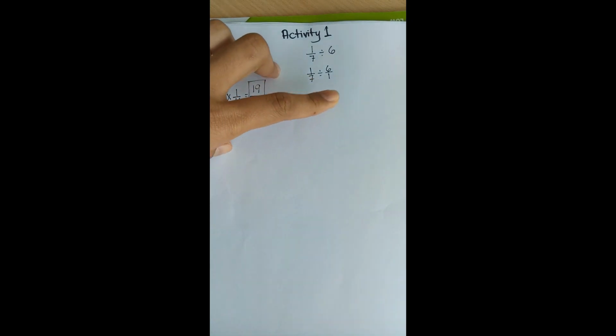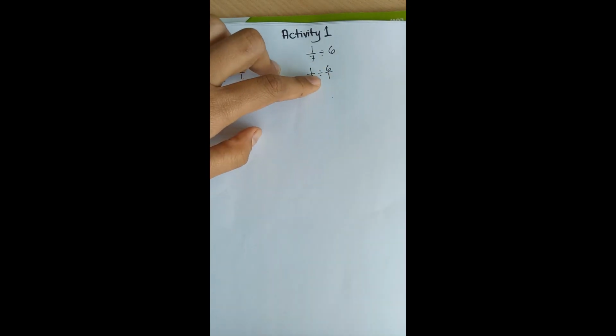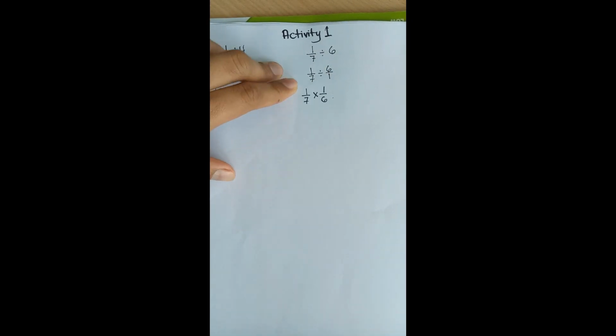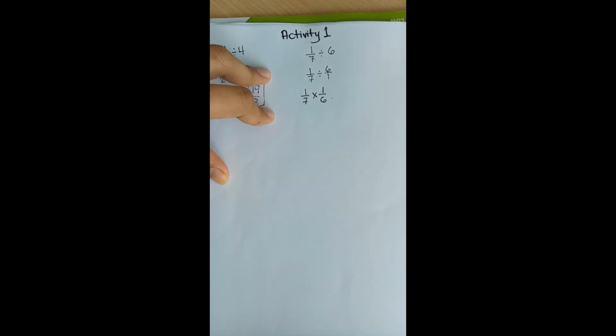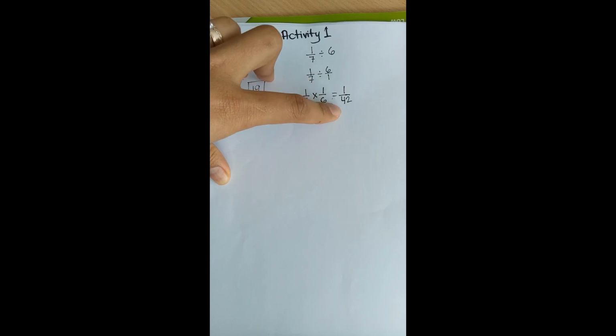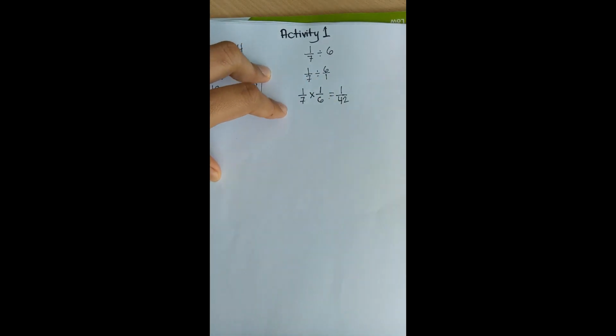Next problem, 1/7 divided by 6. Convert the whole number to a fraction. Next step, flip one of the fractions and turn the sign to times. Now multiply the numerators and denominators. Now we got the answer 1/42, and that is the simplified answer, and so therefore our final answer.